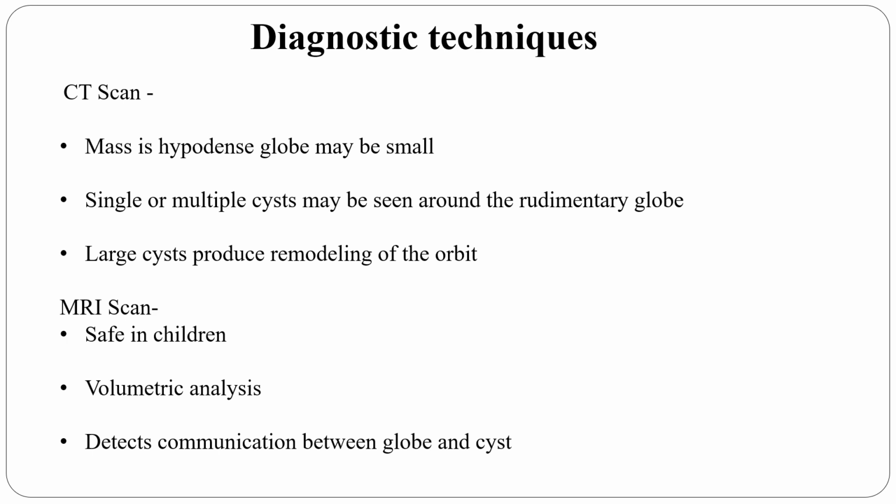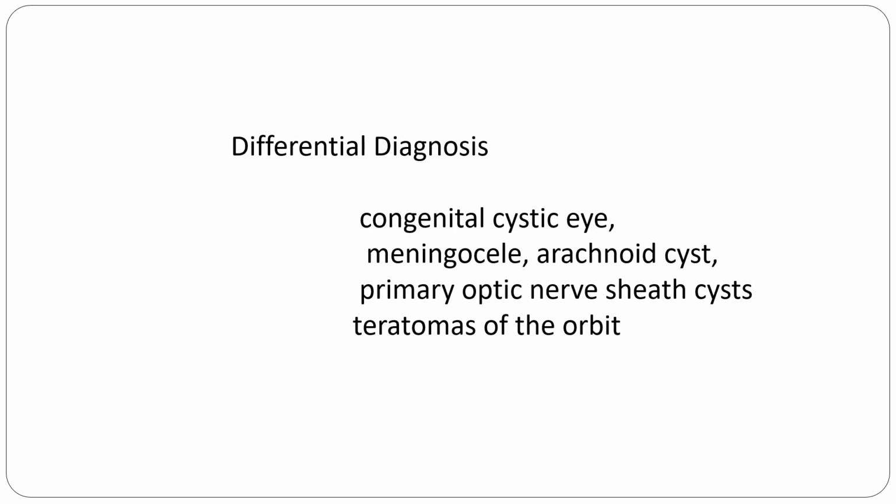Single or multiple cysts may be seen around the rudimentary globe. Large cysts produce remodeling of the orbit. MRI scan, which is safe in children, shows volumetric analysis. It detects communication between the globe and cyst. Differential diagnosis includes congenital cystic eye, meningocele, arachnoid cyst, primary optic nerve sheath cyst, and teratomas of the orbit.